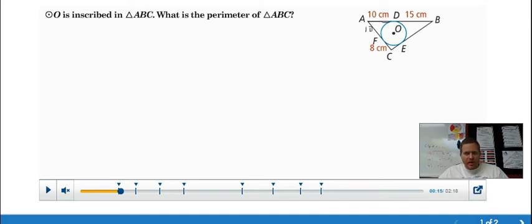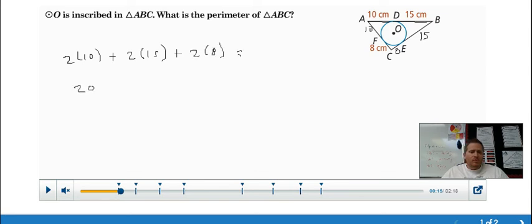If this is going to be 8, this side right here is also going to be 8. And again, tangent means that the opposite ones are going to be the same. So if that is 15, then this is going to be 15. So if we're trying to find the perimeter, all we're going to do is add these all together. So it looks like I have 2 10s, plus I have 2 15s, and I have 2 8s right there. So this is going to give me 20 plus 30 plus 16, I get 66, and my final answer is going to be 66.